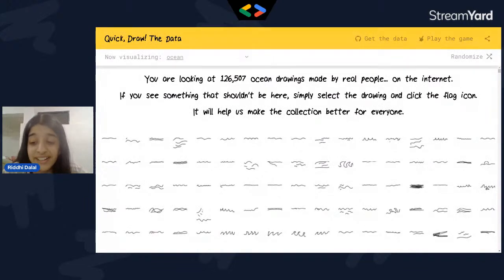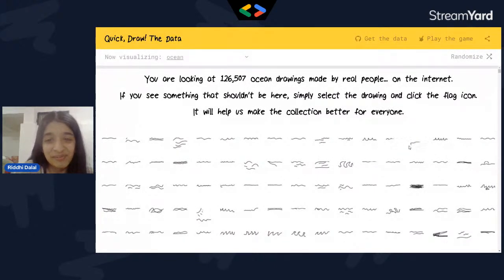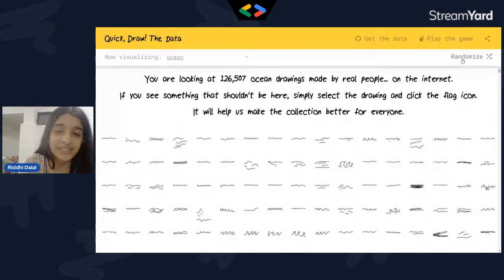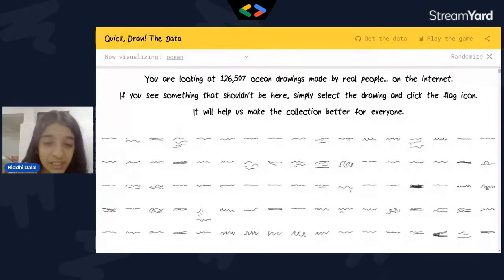Let us see what data has been given as an input for multiple things existing in this infinitely large universe. So let us see, what are these doodles? Okay, this is an ocean. Did you guess it? So yeah, you are looking at 126,507 ocean drawings made by real people and some of you guys. Even if you were playing with me and you got ocean, your data set must have also been included in this.